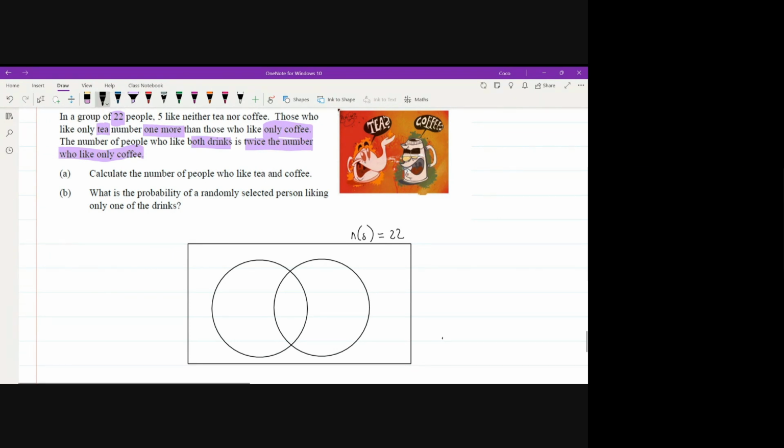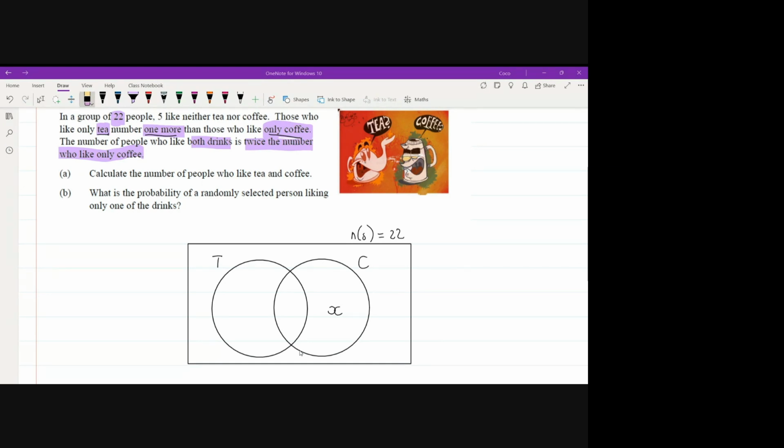They say those who like only tea number 1 more than those who like only coffee. So I'm going to make this tea and this coffee. Now, I don't know how many people like coffee, so I'm going to name that X. Who can tell me why I have not put the X in the intersection, and why I am putting it in this part over here? What does the sum say? It says those who like what?